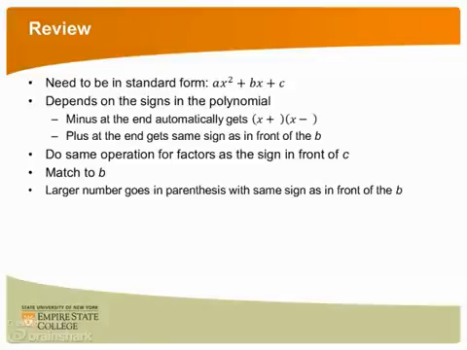If the last sign was a plus, both parentheses get the same sign as in front of the b, the coefficient of the plain x. Then you factor the constant at the end into factor pairs. Try to match to the b using the same operation as the last sign of the original polynomial. Once you match, put the larger factor in the parentheses with the same sign as in front of b.